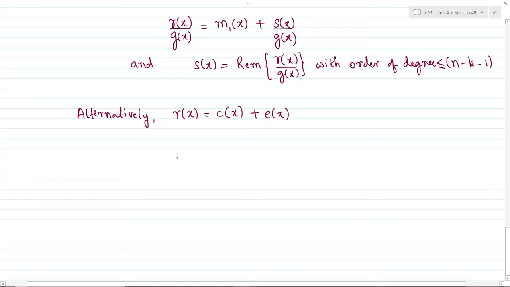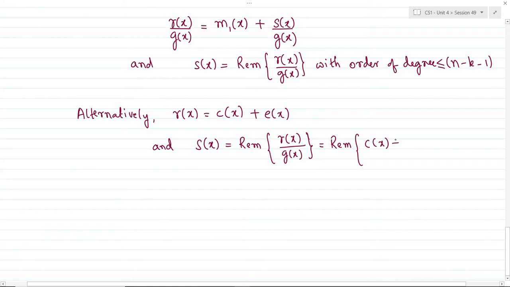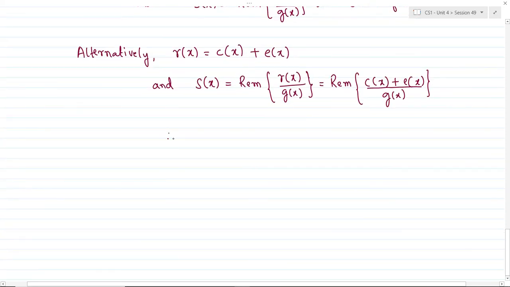Okay, so recollecting again that this C of x is a multiple of G of x. And we have seen that this S of x is the remainder of R of x over G of x. So substituting R of x as C of x plus the error polynomial E of x over G of x, obviously C of x over G of x would result in complete division. Therefore, the remainder would be 0, and hence S of x would be simply the remainder of the error polynomial over the generator polynomial.